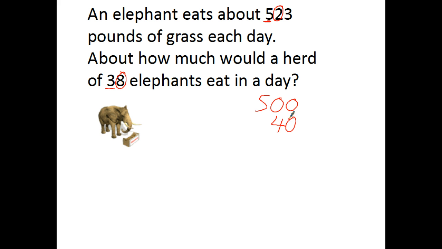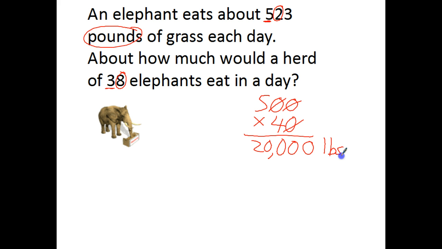And then I have 500 times 40. I'm going to multiply by getting rid of all of the zeros first. 1, 2, 3 zeros. Put down my 3 zeros. What's left? 5 times 4 equals 20. Count over 1, 2, 3 places. And I need a word at the end of my thing. The elephants are eating 20,000 pounds of grass.